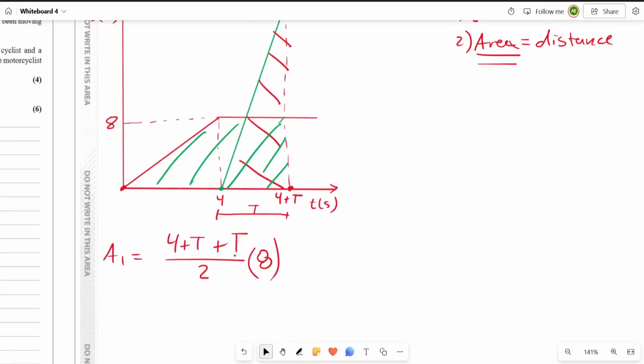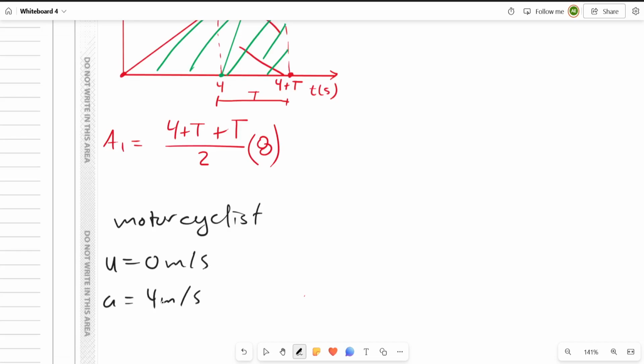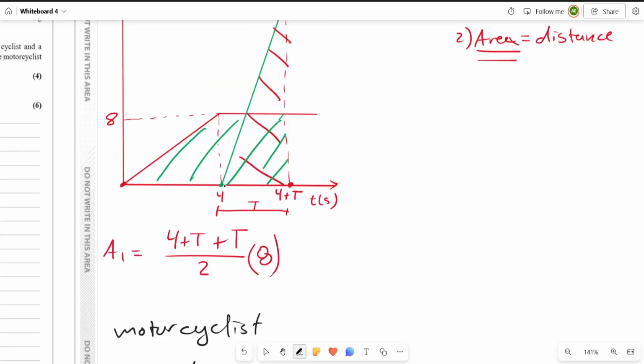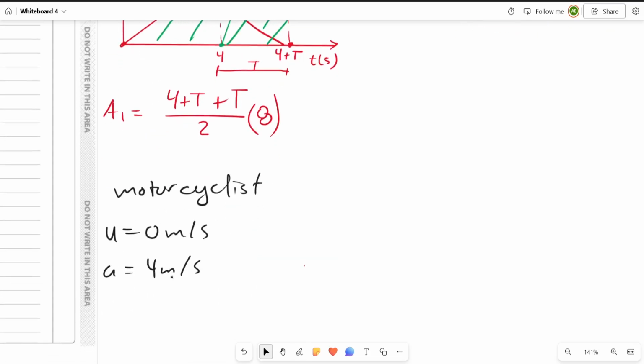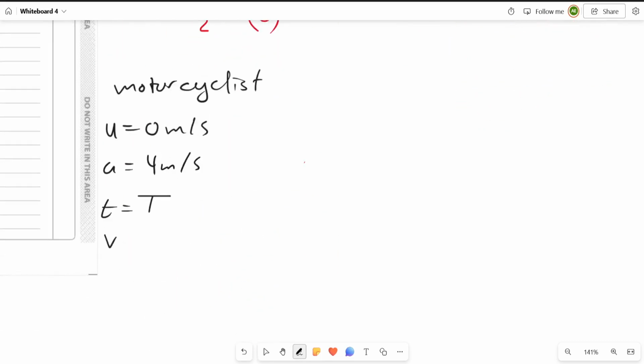So we know again for the motorcyclist, what do we know about it? We know that it started from rest. The acceleration was 4 meters per second squared. And the time interval that we are interested in, the time it moved until our interest point, is basically time t. So the time it took is time t, and I want to find the height, which is the final velocity it reached, right? So I have u, a, t, and v.